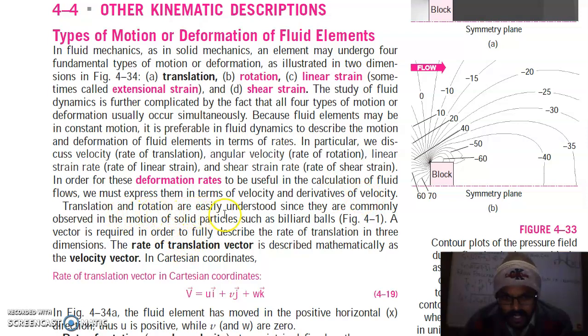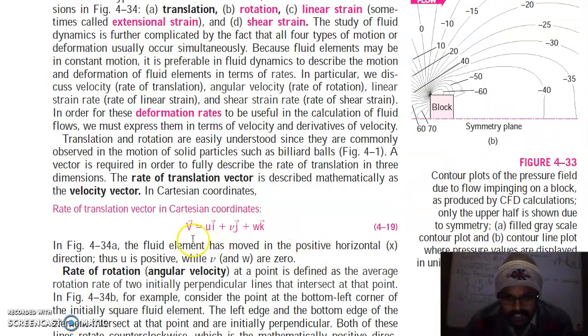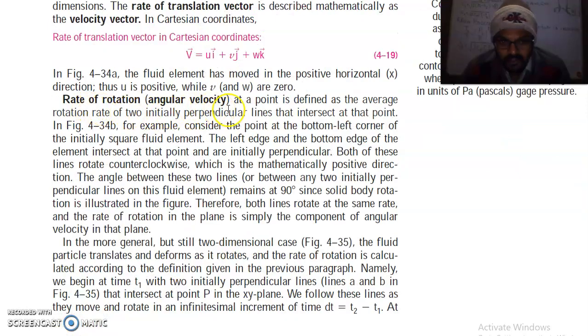Translation and rotation are easily understood since they are commonly observed in the motion of solid particles such as billiard balls. A vector is required in order to fully describe the rate of translation in three dimensions. The rate of translation vector is described mathematically as the velocity vector, V = ui + vj + wk. Rate of rotation, or angular velocity at a point, is defined as the average rotation rate of two initially perpendicular lines that intersect at that point.